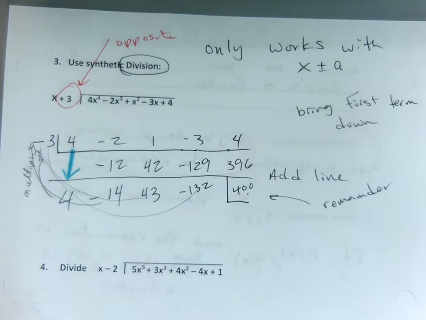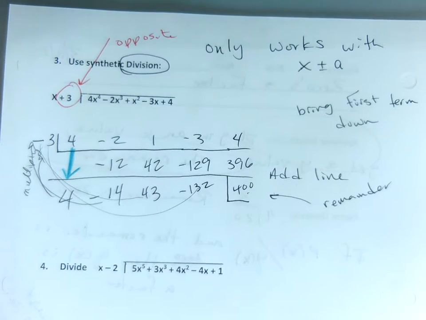That's a big remainder. So the first thing I know is this. Before I go any further, I know this. X plus 3 does not go into this polynomial evenly, because we have a remainder. It's a bigger remainder. Katie, question? And we don't have our answer. Our answer is here. So we just know the remainder?